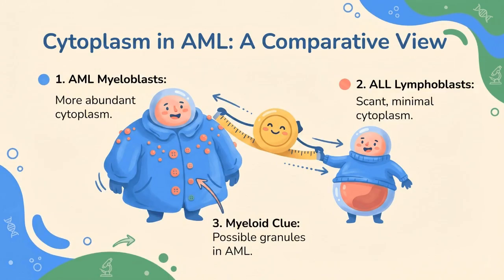The quantity and potential granulation of the cytoplasm are important features to assess. So, when evaluating blasts, pay close attention to the amount and characteristics of the cytoplasm, as these can help guide you towards an AML diagnosis. Now, let's shift our focus to the other major category of acute leukemia, ALL.